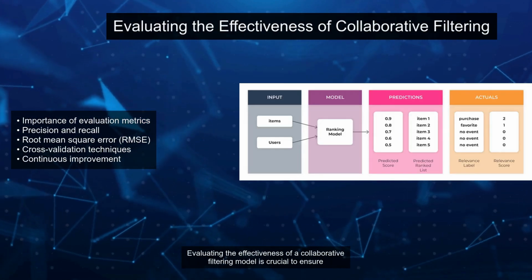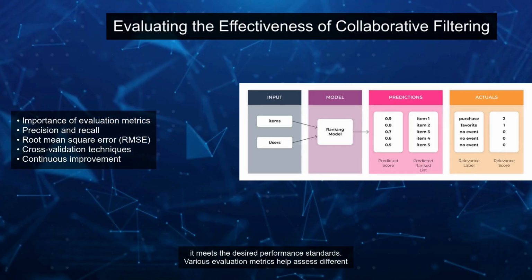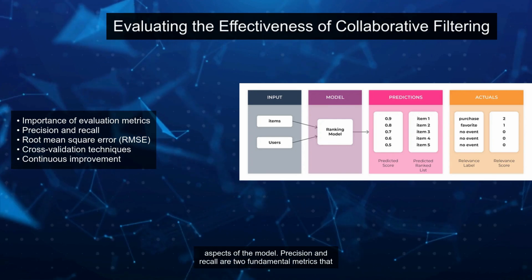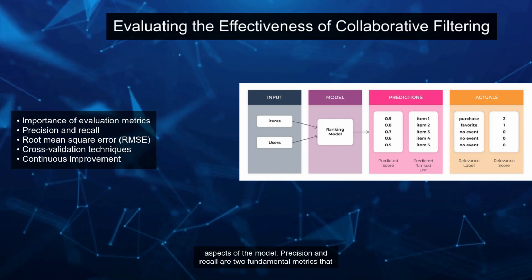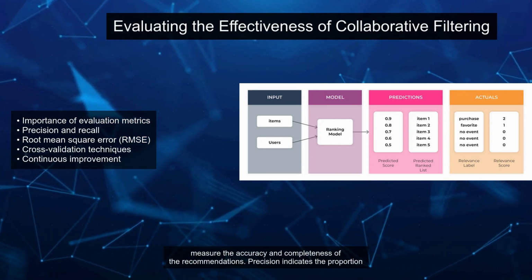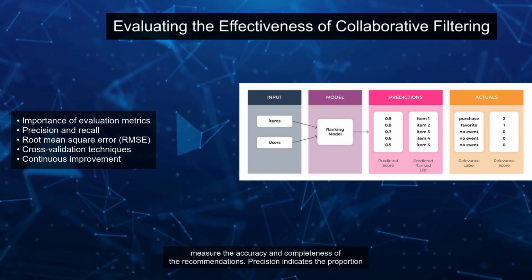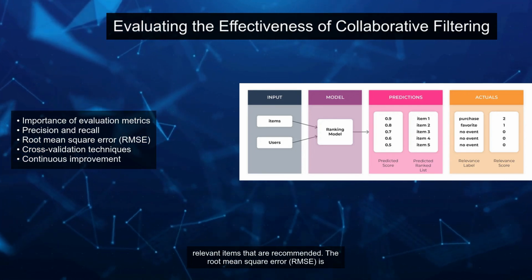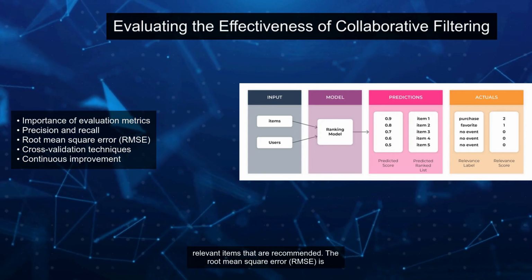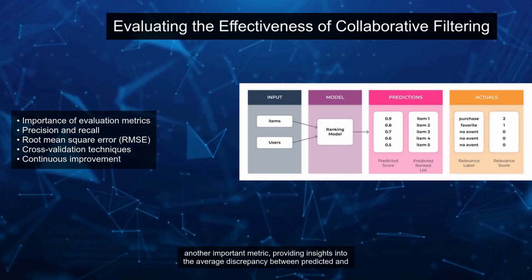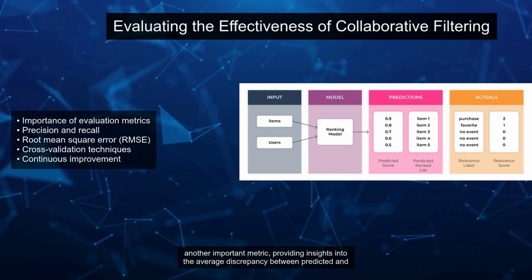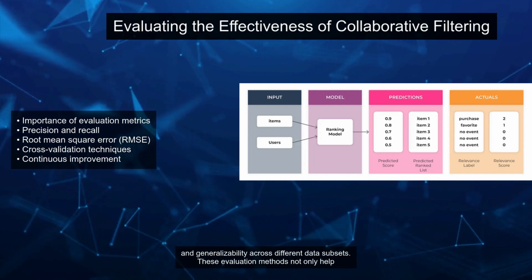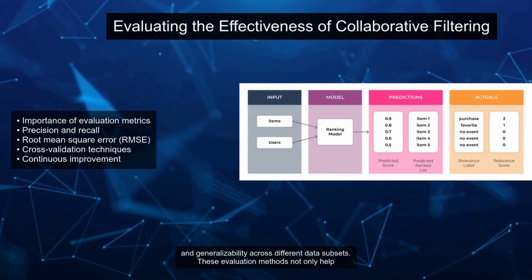Evaluating the effectiveness of a collaborative filtering model is crucial to ensure it meets the desired performance standards. Various evaluation metrics help assess different aspects of the model. Precision and recall are two fundamental metrics that measure the accuracy and completeness of the recommendations. Precision indicates the proportion of recommended items that are relevant, while recall measures the proportion of relevant items that are recommended. The root mean square error, RMSE, is another important metric, providing insights into the average discrepancy between predicted and actual ratings. Cross-validation techniques are often employed to test the model's stability and generalizability across different data subsets.